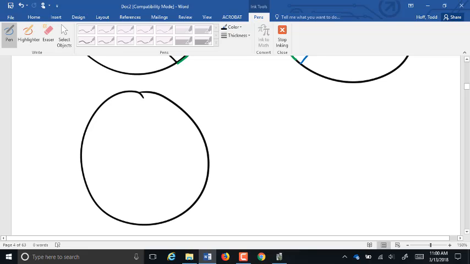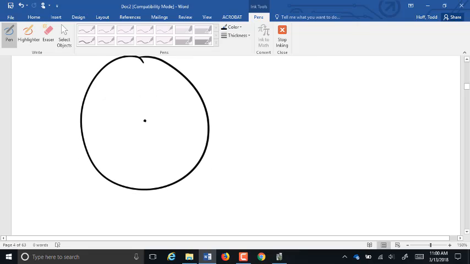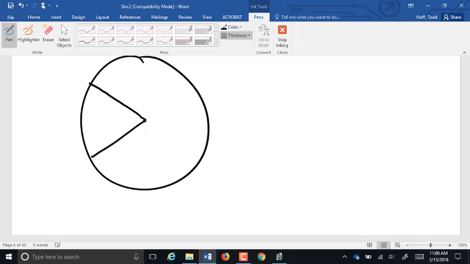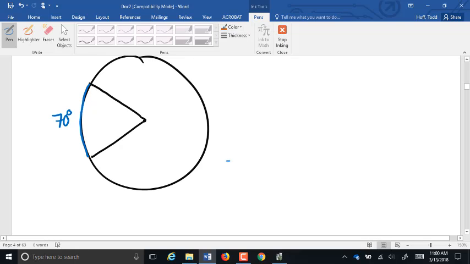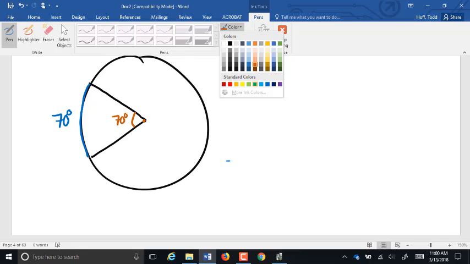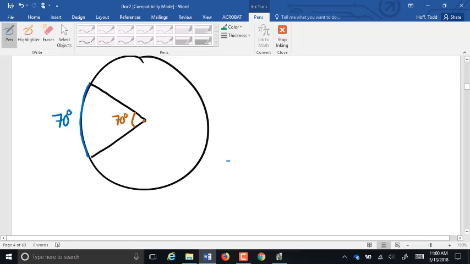So now let's take a look at a little bit of a progression here. Let's say that I have an arc here that is, let's go 70 degrees. What does that tell us about this central angle here? Yeah, this is the center of the circle. 70 degrees. The central angle is equal to the degrees of the arc.